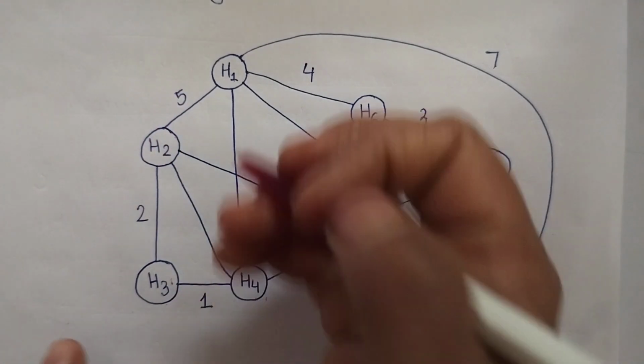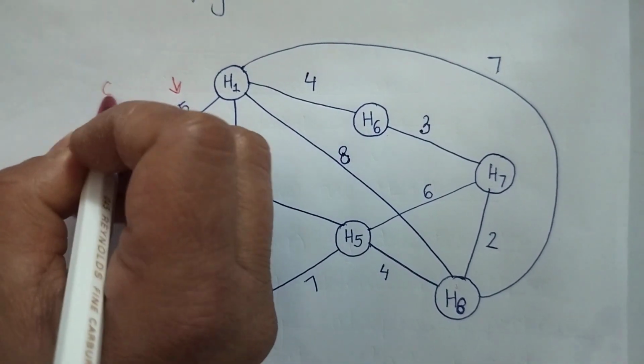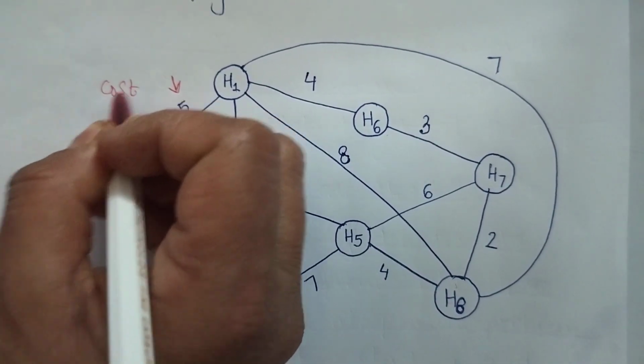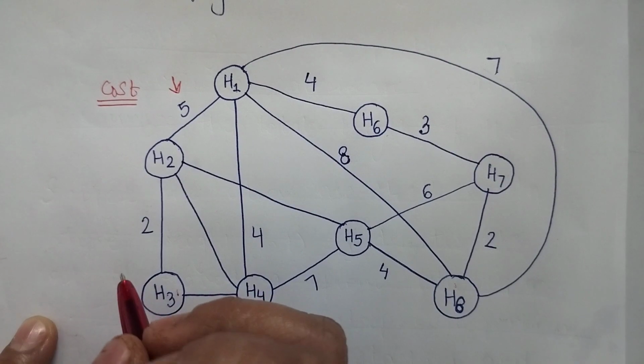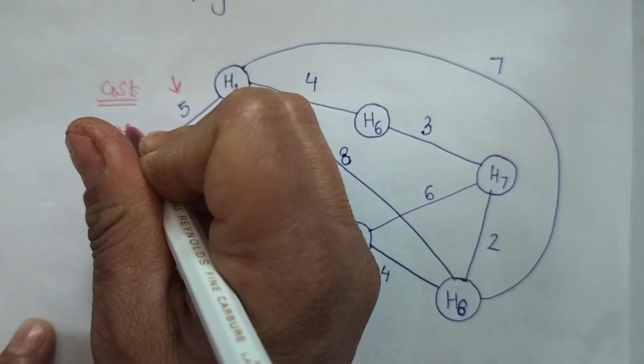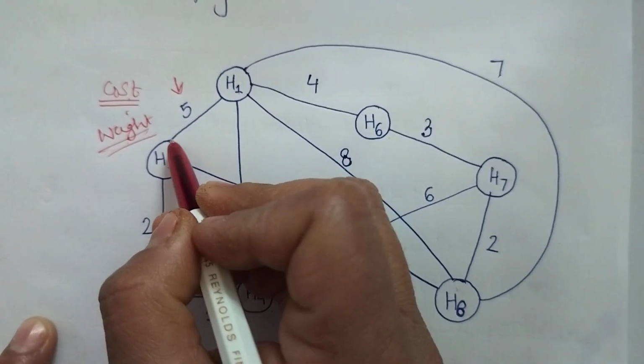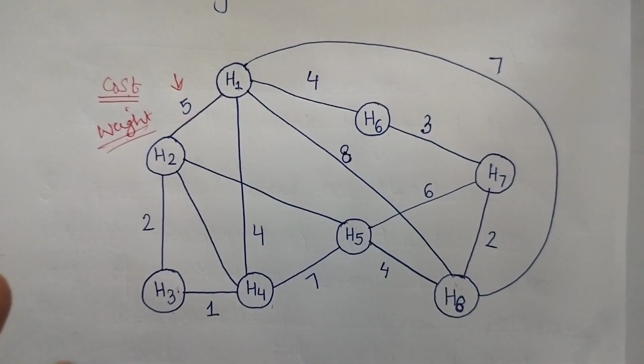Now these numbers are known as the cost of traveling from one city to another city, and these are also known as weight. So you can see this is the cost or weight assigned to the edges, and any such graph which has weight assigned to the edges is known as a weighted graph, right? So only in a weighted graph you can find the cost.